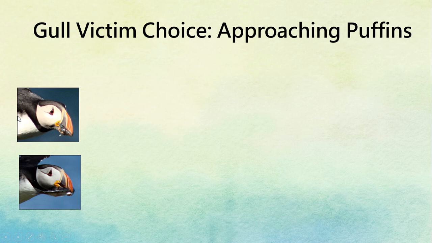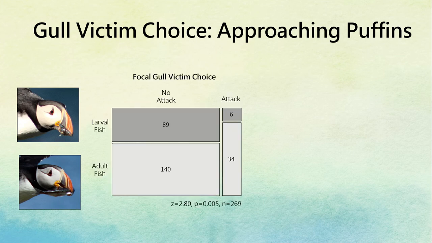So again, is the victim choice dependent on puffin prey size? As you can see here, 34 of the attacks happened when the puffin was carrying adult fish, as compared to 6 with larval fish. So the gulls were preferentially targeting puffins that held large fish as compared to larval fish.